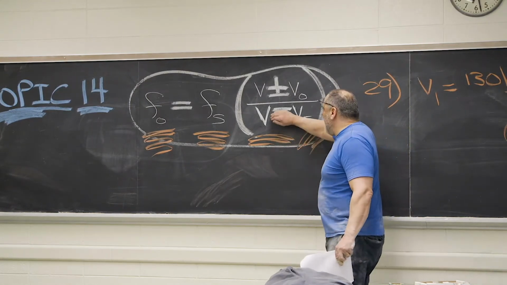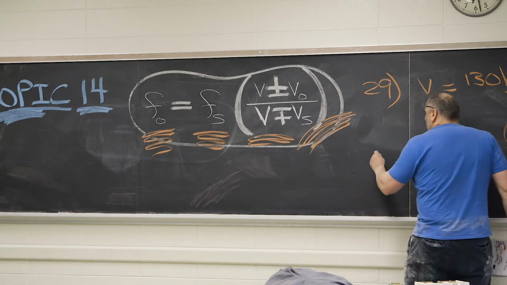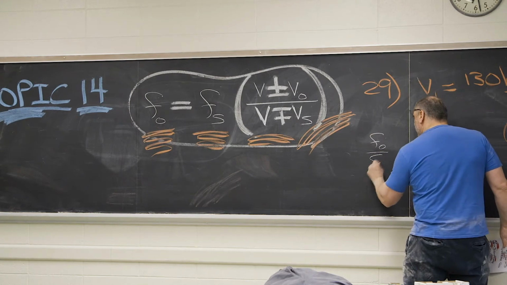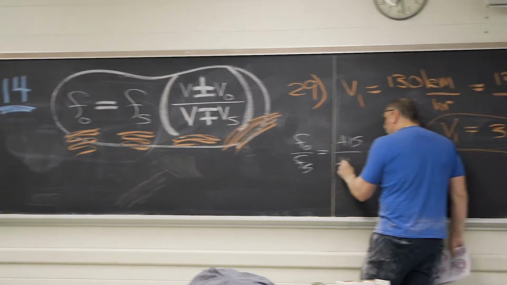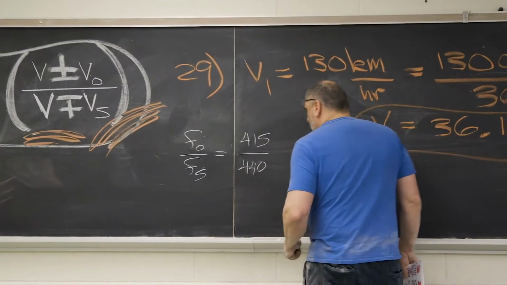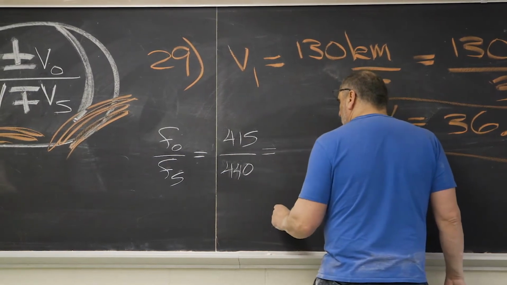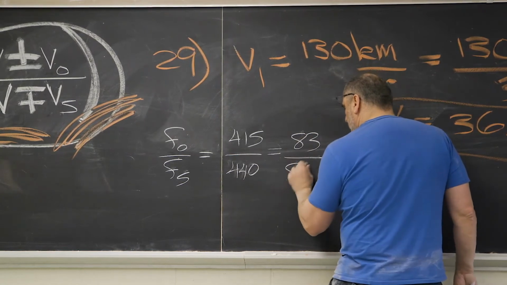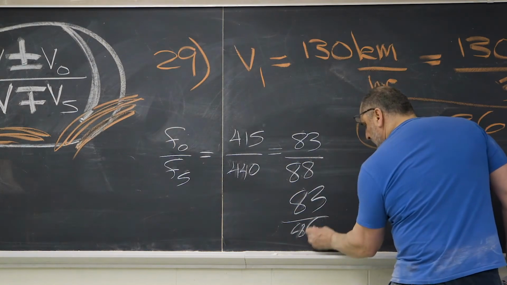if the source was coming at the guy, and he's trying to run away from it. Let's just see where that actually goes. We could say that FO over FS is equal to 415 over 440. Correct? 5 goes into here 83 times. 5 goes into here 88 times. The ratio is 83 out of 88.